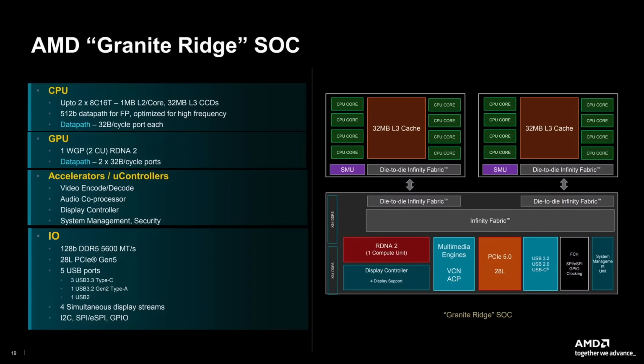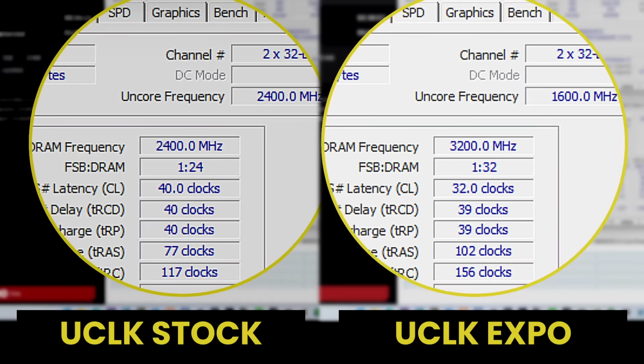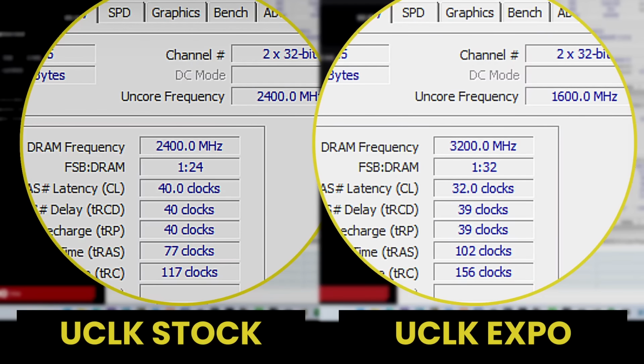The memory controllers are located in the I/O die and are identical to the memory controllers on Ryzen 7000 Raphael processors. The Unified Memory Controller Frequency, or uClock, is derived from the UMC clock, one of the SoC PLLs. The memory controller frequency is tied directly to the system memory frequency. It can run either at the same or half its frequency.